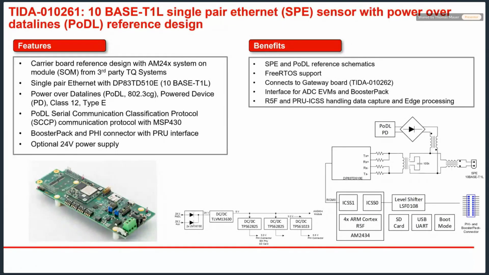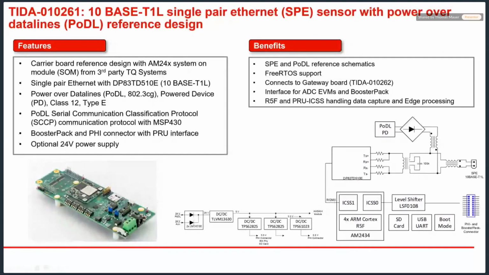We also implemented a powered device for the power over data line. It can also do the power over data line serial communication classification protocol. This is this SCCP protocol. It's based on an MCU that we put there. And it can connect via this PHY interface that we shown here to the analog front end. It's typically powered then over the power line, but we also have the option to power it separately.